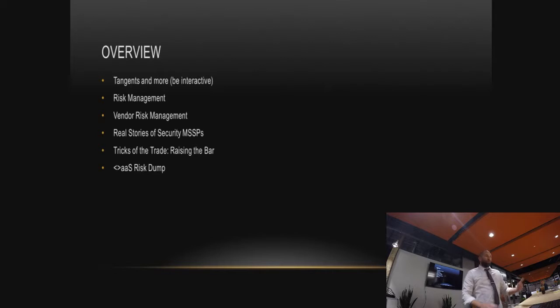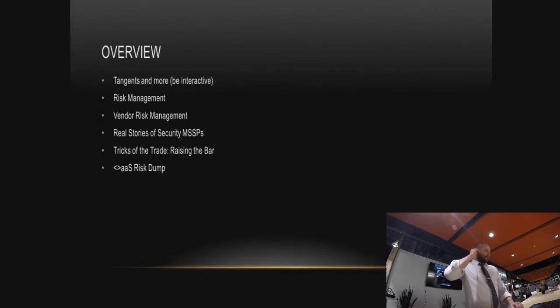We're also going to talk about risk management as a methodology, real briefly. Vendor risk management is the heart of the presentation. Real stories from security MSSPs, because in my experience, every provider that I've done a risk assessment on in security has been terrible. So security as an industry is not very good at their own internal control environments, so we'll talk about some stories there.